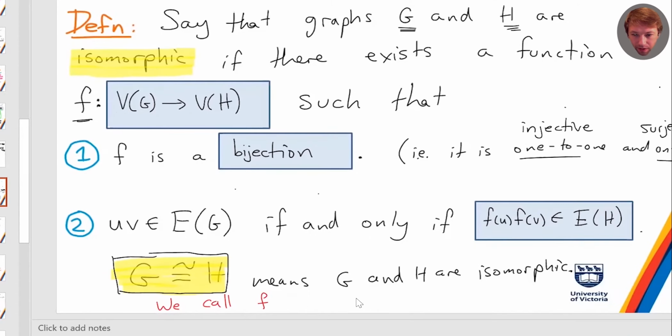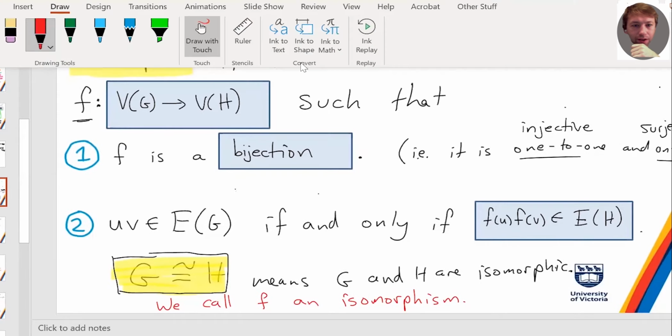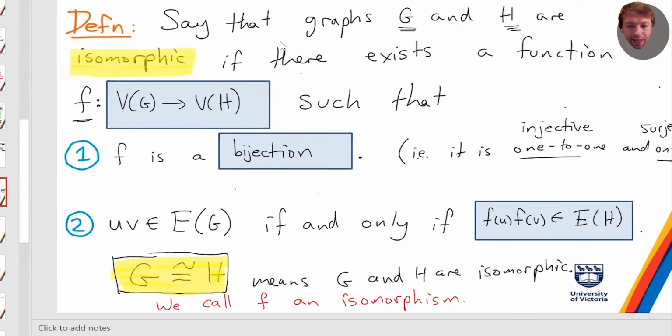Call F an isomorphism. I am guessing that maybe not everyone will like this definition, in the sense that it's a little bit technical looking. You have to do some thinking to figure out what this is actually talking about. But for all intents and purposes, the way you should think of two graphs as being isomorphic is that they're basically the same graph. They're not formally the same graph, because their vertices might have different names, like the vertex set of G and H might be a different set.